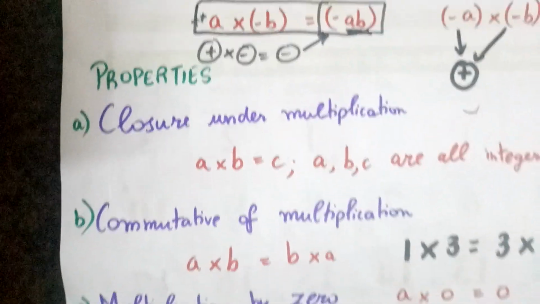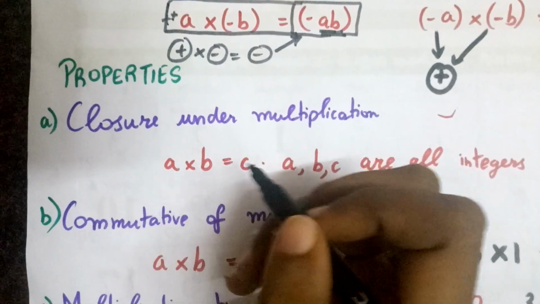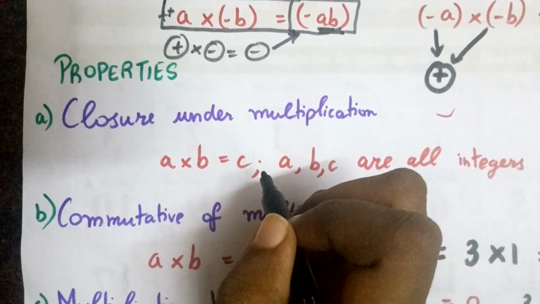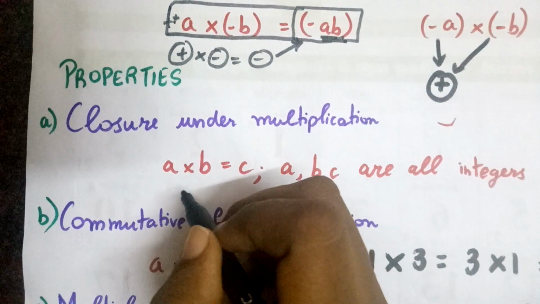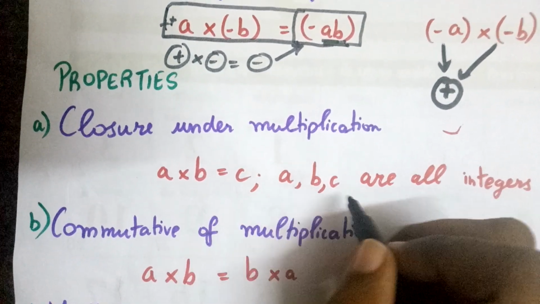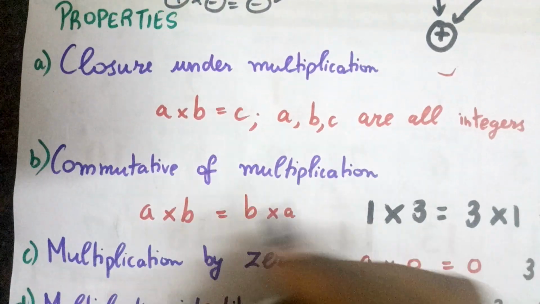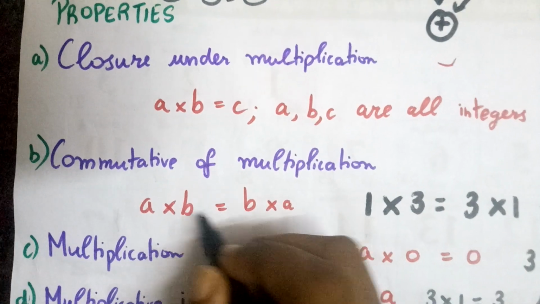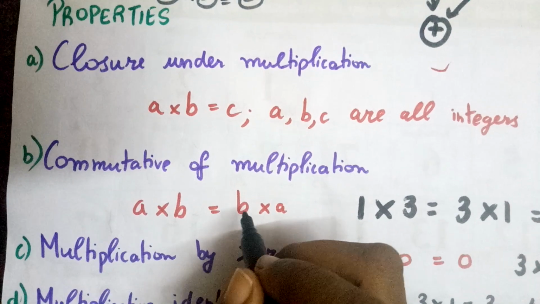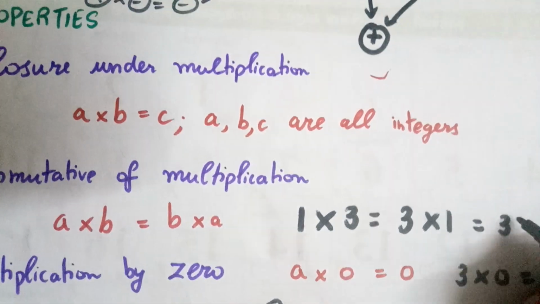Then the properties involved. The first is closure. Closure says that multiplication of two integers will give you an integer. So if you have an equation as a into b equals c, the product c is also an integer, wherein a, b and c are all integers. The next property, commutative of multiplication, where a into b is also equal to b into a. So whatever may be the order, the result will give you the same product. So 1 into 3 is also equal to 3 into 1, which is obviously 3.